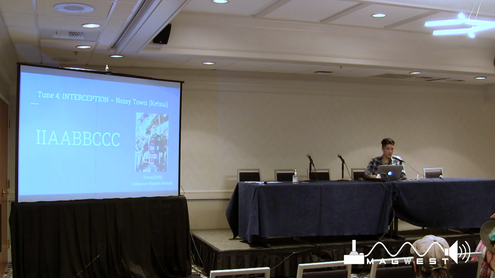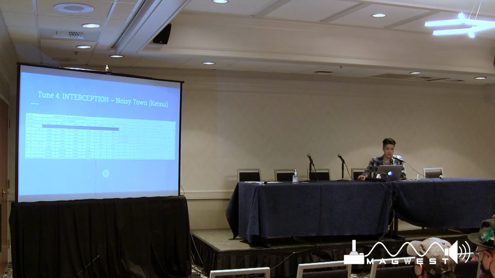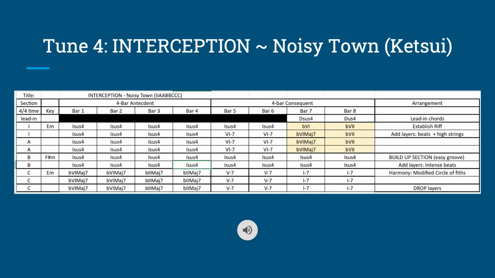Okay, so this is tune 4, Interception, Noisy Town from Ketsui. Again, a bullet hell theme. Again, this might look scary, but it's actually really straightforward. We have a 2-bar lead-in, so that's why this is black. There's nothing written here, and then bam, we start in E minor. Mostly just a 1 chord here, 1 sus chord. I section, A section, B section, and C section. Repeat it 3 times here. So let's give this a listen.